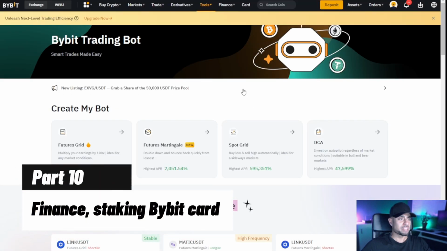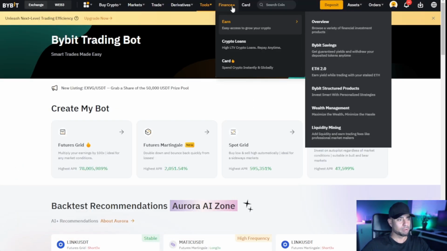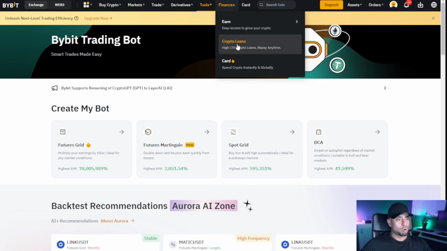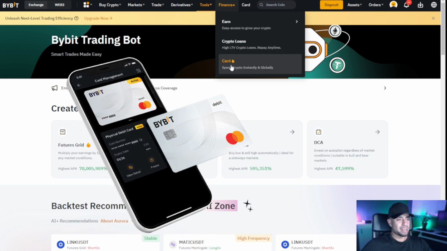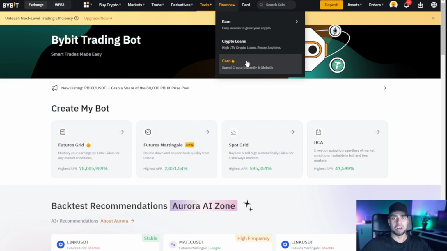Now, as you see, Bybit has different other perks also, like finance, for example. You can actually stake your cryptos here and earn an APY. You can also do crypto loans, but something that I highly recommend is the card, the Bybit card. And it has some different perks, but it's also very convenient for you because we are in a bull market right now, and you will probably keep a lot of your assets inside Bybit or inside crypto.